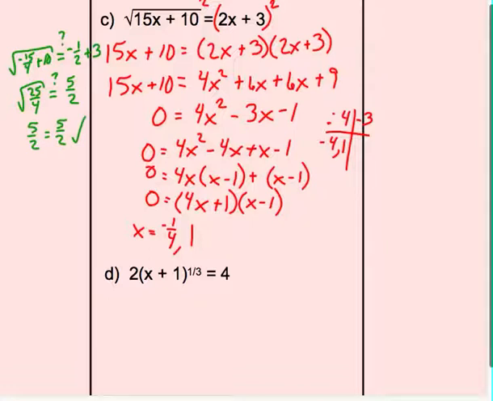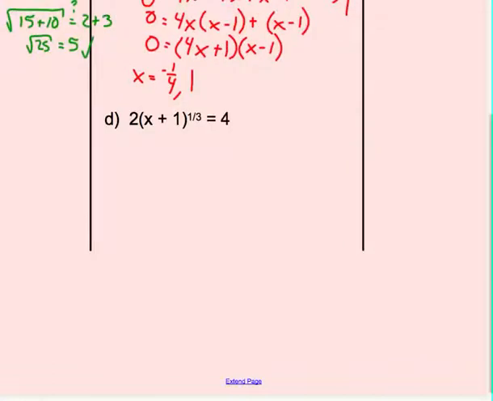Checking my 1, square root of 15 plus 10, does that equal 2 plus 3? 15 plus 10 is 25. Square root of 25 is 5, so both of my answers check. No extraneous solution on that one.